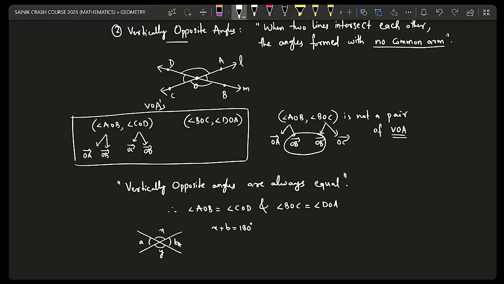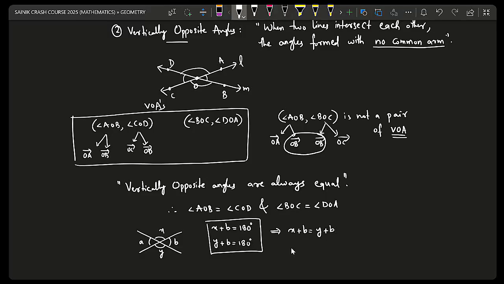Similarly, you check B and Y. B and Y are formed on the same straight line, this straight line. The sum of those two angles is going to be a straight angle, and we know the straight angle measurement is 180 degrees again. So Y plus B is equal to 180 degrees. Now compare these two equations. This expression is equal to 180, and this expression is also equal to 180. Two different things equal to the same thing must be equal to each other. X plus B is equal to Y plus B.